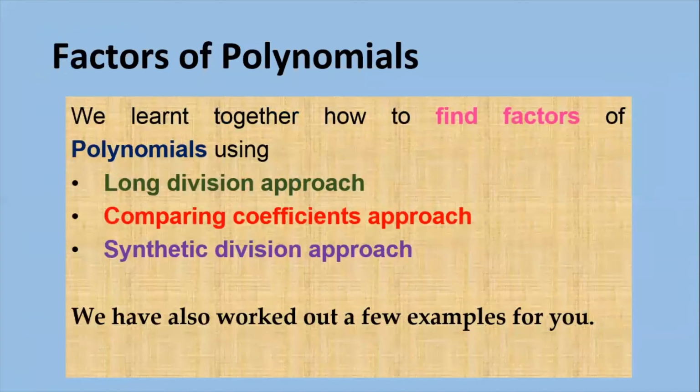Right, so today we have learned how to find factors of polynomials using three methods: long division, comparing coefficients, and synthetic division. We have worked some examples for you, right? Now, what you need to do is to work the exercises found in your textbook. Ask for help if you need it, okay? But you need to work them out.